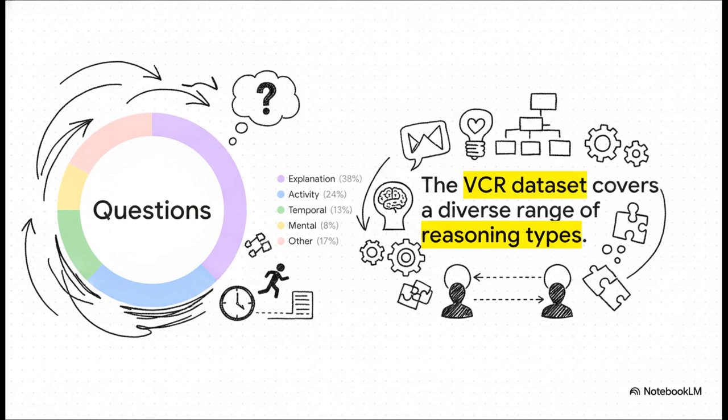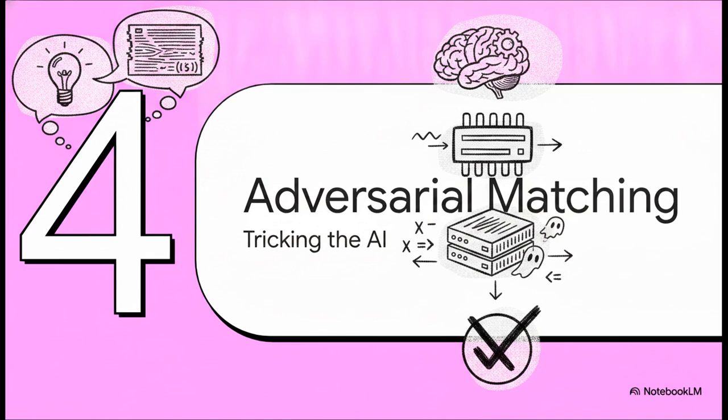38% are explanatory why questions, and 24% focus on activities. The AI is even asked to reason about what people are actually thinking. That's the mental category, sitting at 8%. It has to guess what happens next, representing temporal reasoning at 13%. It's essentially asking machines to step into our shoes and read those invisible social scripts that govern our everyday human lives. All right, Section 4, Adversarial Matching explained.